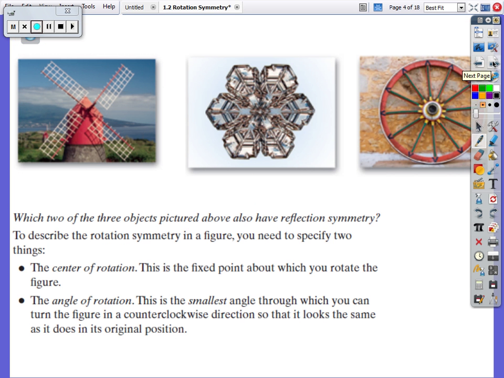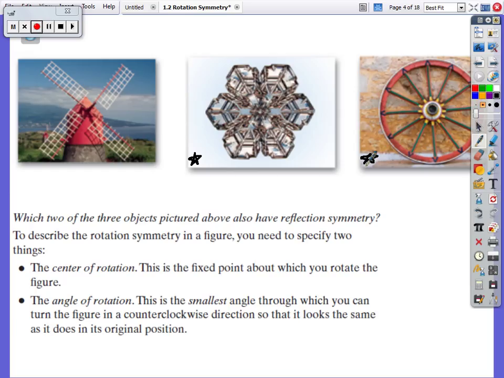So if you look, we've got some pictures up here. 2 of these pictures also have reflection symmetry. If you could imagine taking a mirror and placing it down the middle of some of these, where would you be able to fold that picture so that both sides look exactly the same? The 2 pictures that also have reflection symmetry would be your snowflake and your wagon wheel.